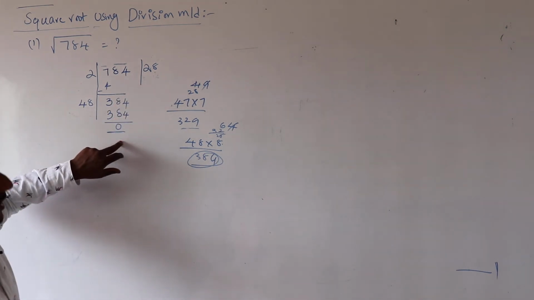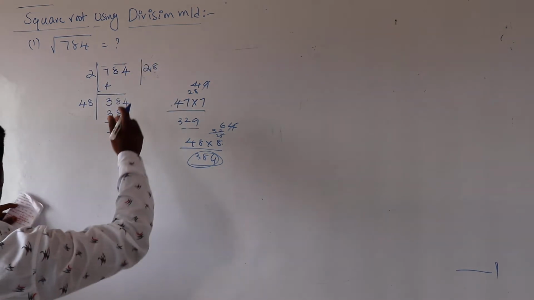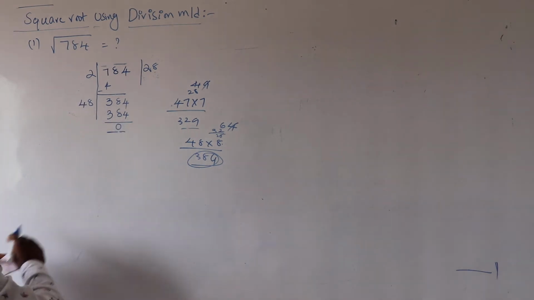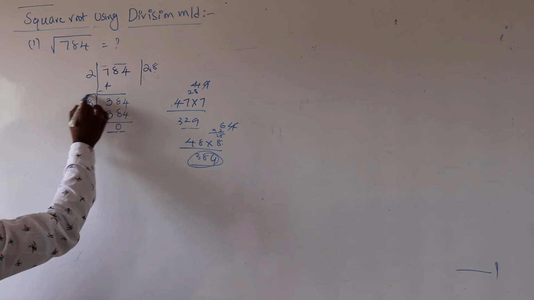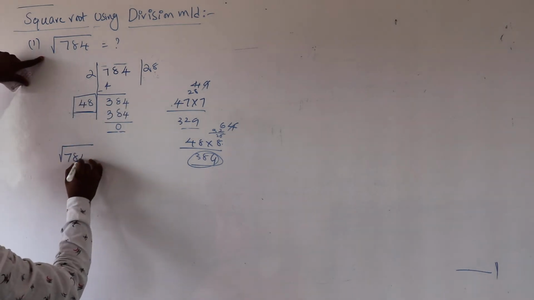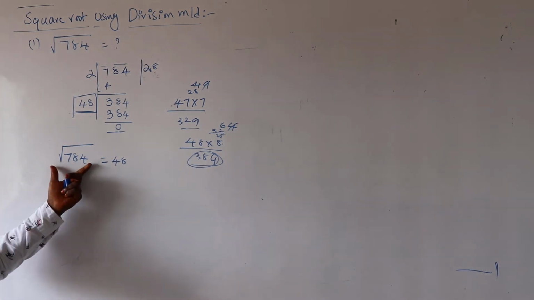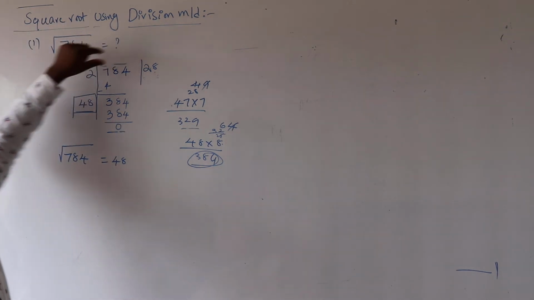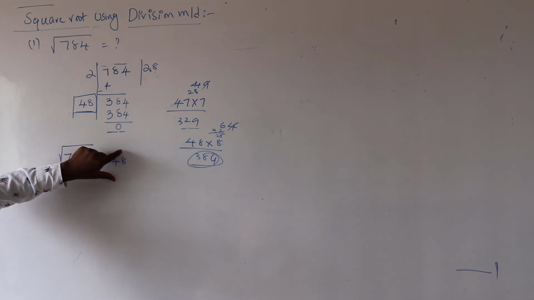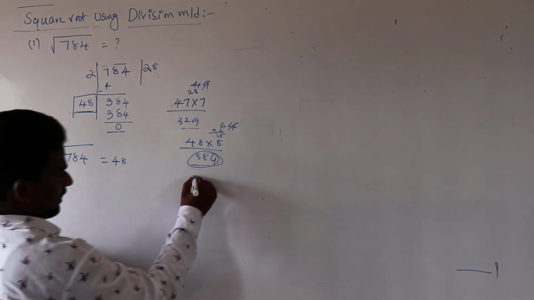Whenever the remainder has a 0, that corresponding coefficient value is our answer. Whenever the remainder has a 0, that corresponding divisor, how much is the divisor here? 48. So the square root of 784 is 48 in the division method. If you have a doubt, you have to check. Means 48 into 48, is it equal to 784 or not? You have to check like that.